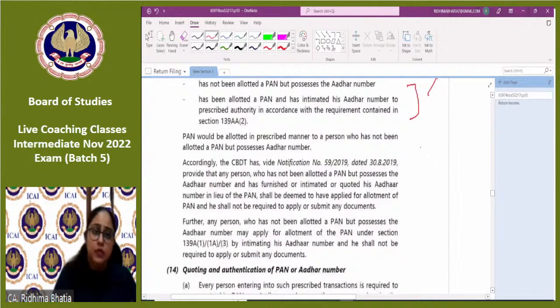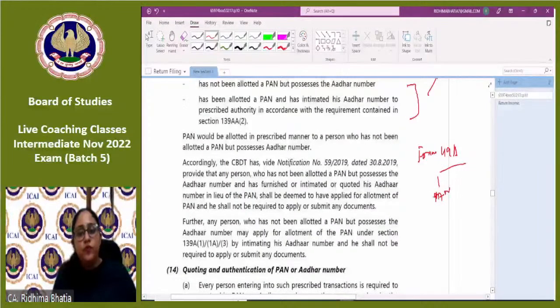Also, in case you have an Aadhaar number, remember I told you a few minutes back that you have to file Form 49A to apply for PAN, right? When you give the proofs of residence and identity, you fill a form, it's a 10 minute form, and you pay a fees.